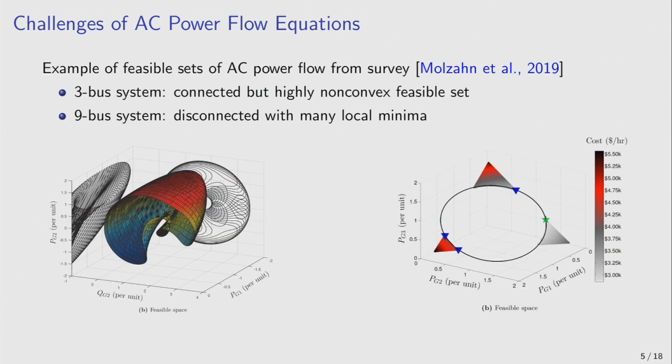So there's a very good survey by Daniel Molzahn and his advisor on AC power flow, and I've taken these pictures out of their survey paper. So there's a 3-bus system on the left here, and it's an illustration of the feasible set that sort of loops back around itself. So the surface, the colorful surface that you see there, is the feasible set. So this is a very complex feasible set. And on the right is a 9-bus system. So those are very small systems. Remember, the US power grid will have something like 100,000 lines. So this is a very tiny system.